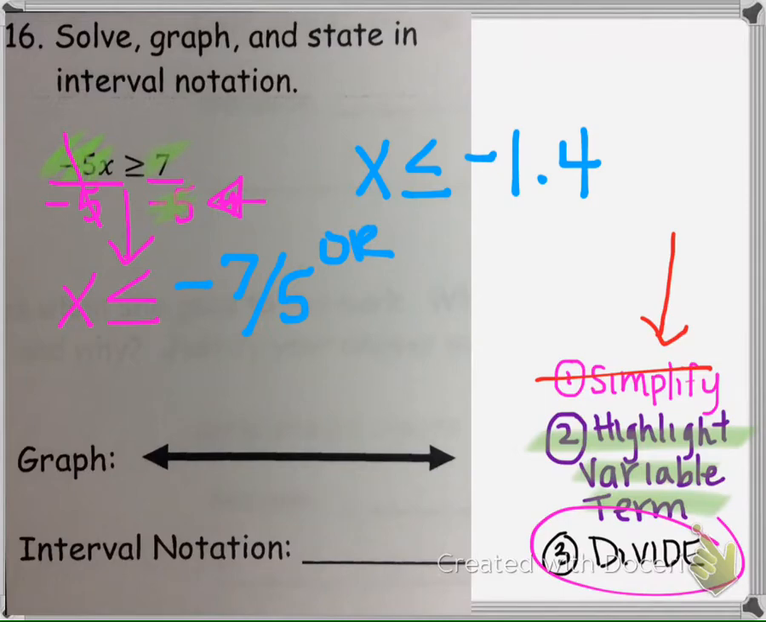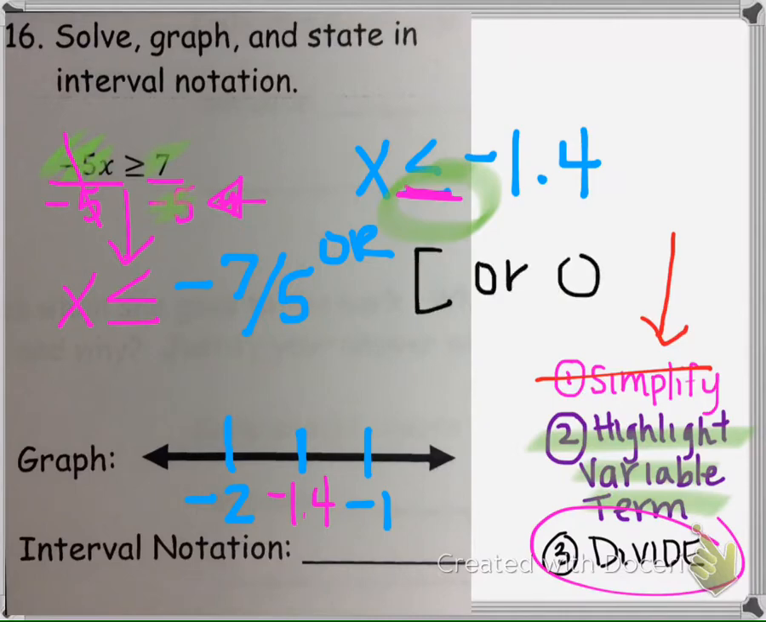Okay, so now we're going to go ahead and graph it. -7/5 is a number in between -2 and -1, so it's a little bit less than halfway, so about right here. So we have -1.4, and because it has this line underneath, this tells us that we're going to have a bracket, so we can use a bracket or a solid circle right here.